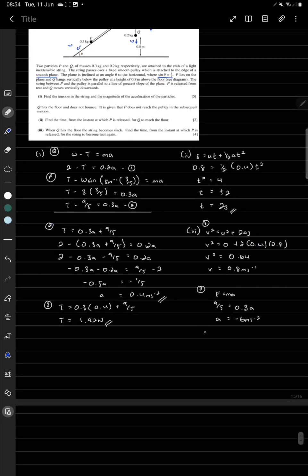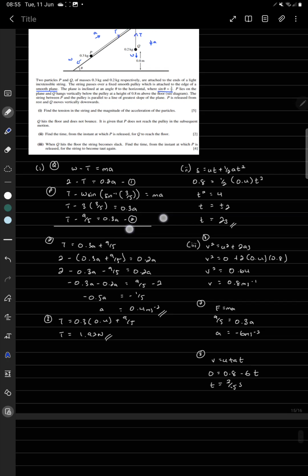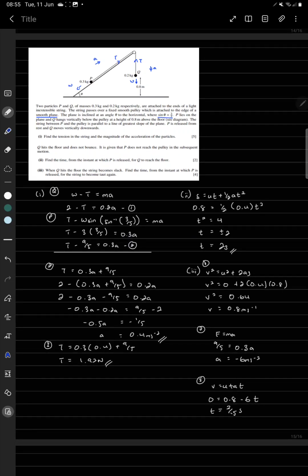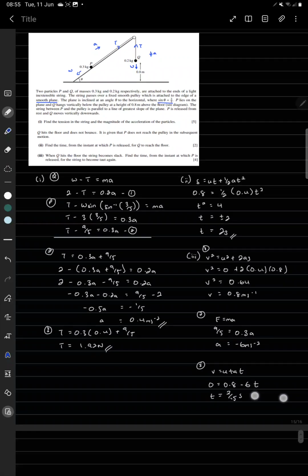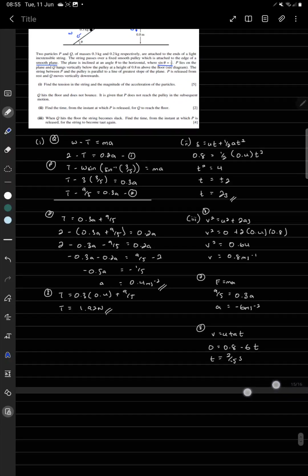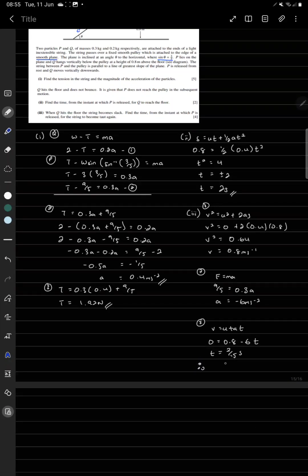Now we can proceed with the calculation of finding the time. So we can use v equals u plus at. Final velocity is 0 because that's the maximum height. Initial is what we found, 0.8. Acceleration is -6. Then t equals 2/15 seconds, right? But this is only when P is going up until it reaches the maximum point. But the question says for the string to become taut again. So taut meaning that P has to go down again. So the time taken to go up will be the same as the time taken to go down. So to finalize your answer, just multiply it by 2.